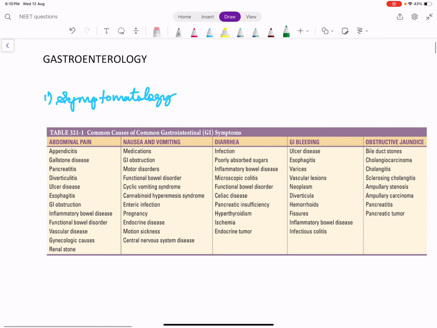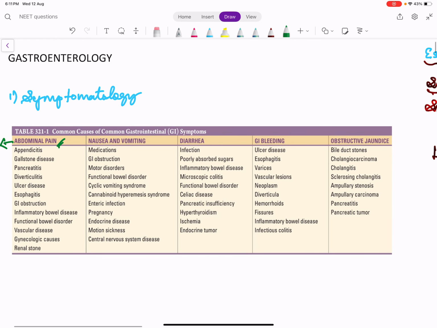So we'll just read through this. Abdomen pain can occur anywhere, right? It can be a problem with the esophagus, the stomach, or the intestine. So abdomen pain is non-specific. Nausea and vomiting, usually it's a problem of the upper GIT. Nausea and vomiting can occur due to non-GI conditions also, like even diabetic ketoacidosis can cause vomiting. Medications, GI obstruction, there are many diseases which can cause vomiting. Even pregnancy can cause vomiting. But if vomiting occurs as a symptom of GIT, it is usually upper GI.